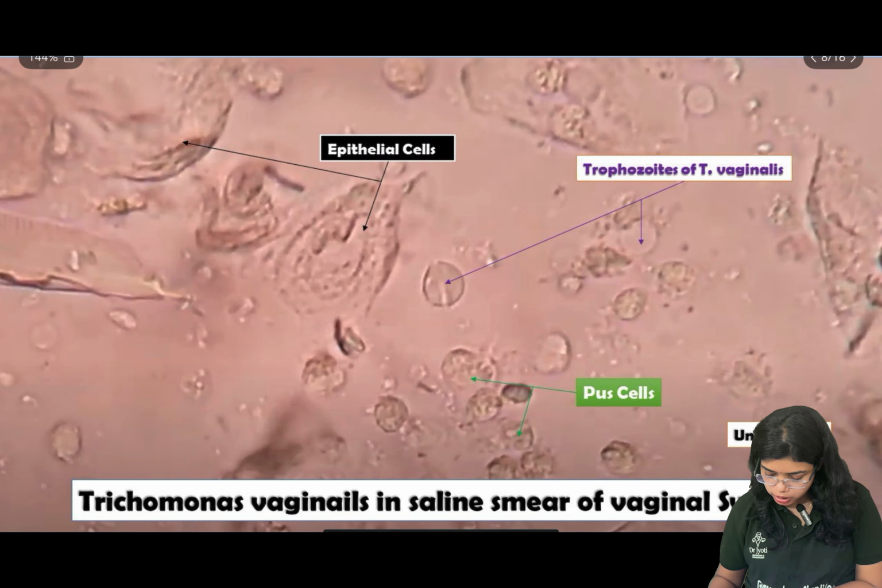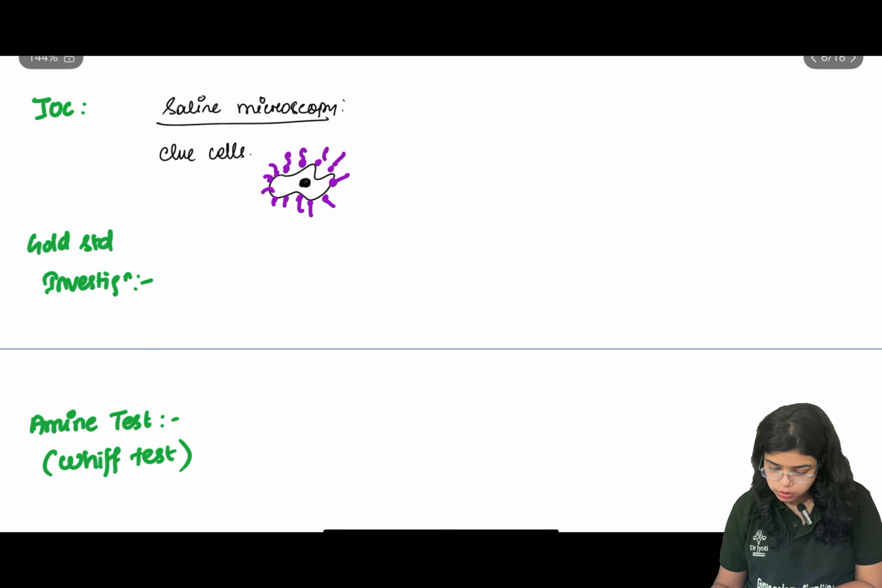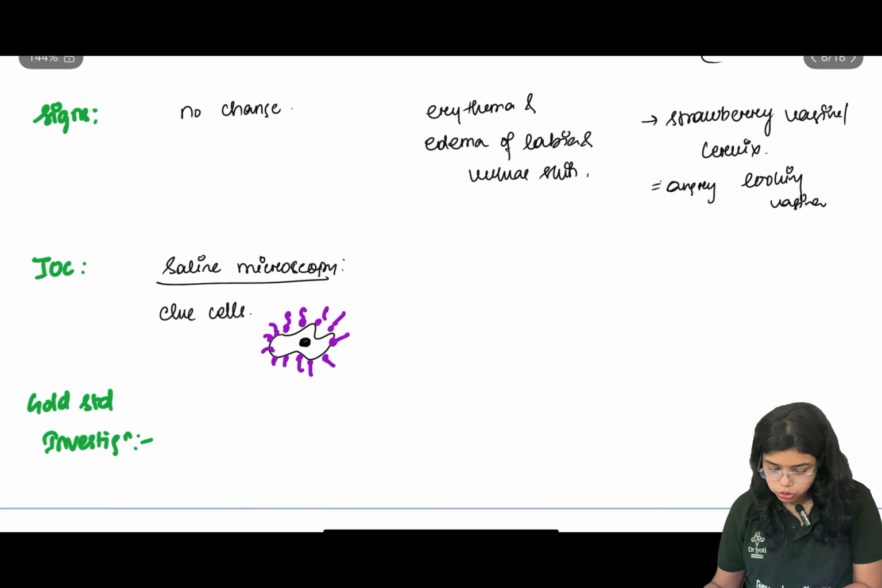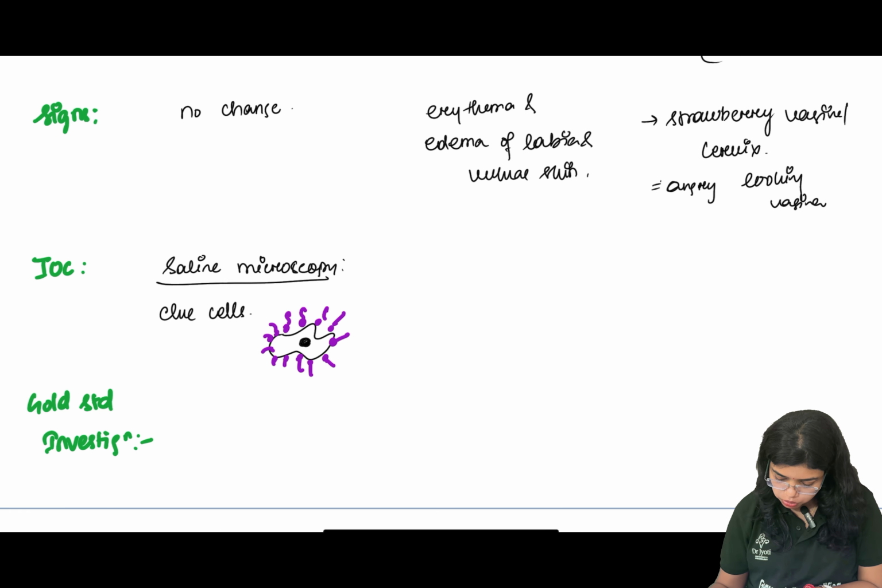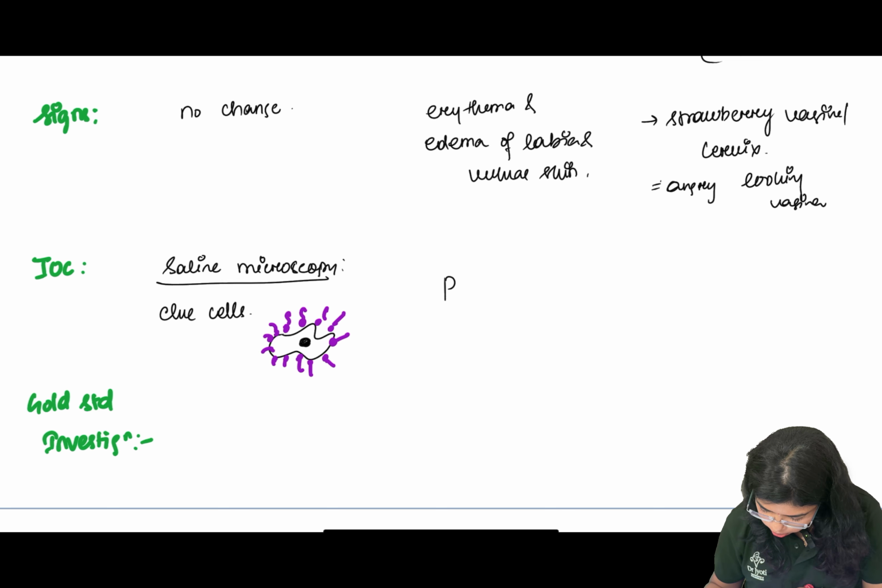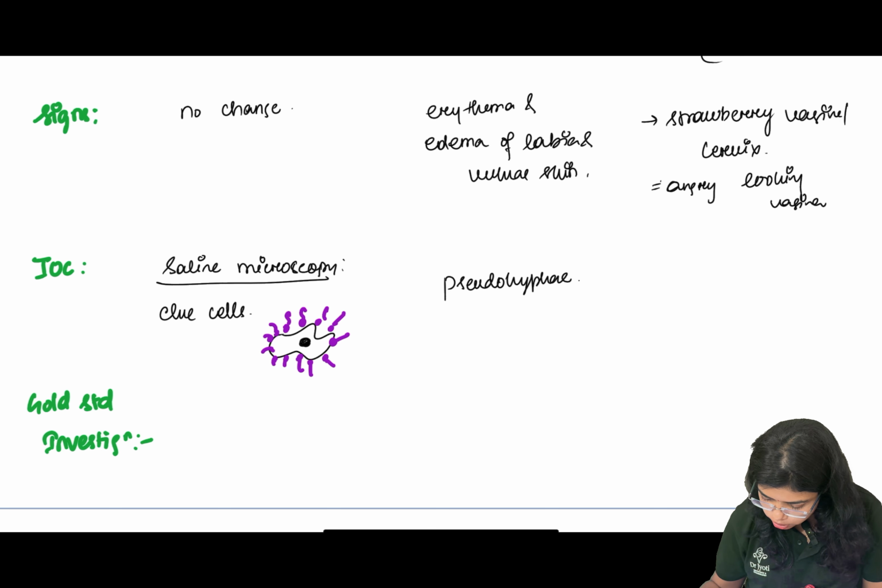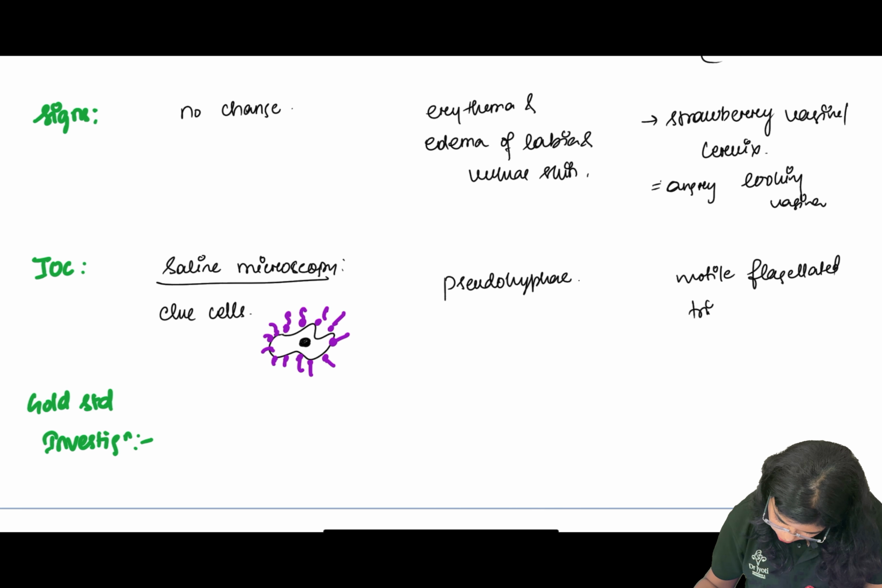And see, this is the Trichomonas vaginalis in a saline smear of the vaginal swab. These are the pus cells. These are the trophozoites of Trichomonas vaginalis. Understood? This is the saline mount picture of trichomonas, and that was the saline mount picture of bacterial vaginosis. And in candidiasis, as it is a fungal infection, we see pseudohyphae, and in trichomoniasis we see motile flagellated trichomonas.